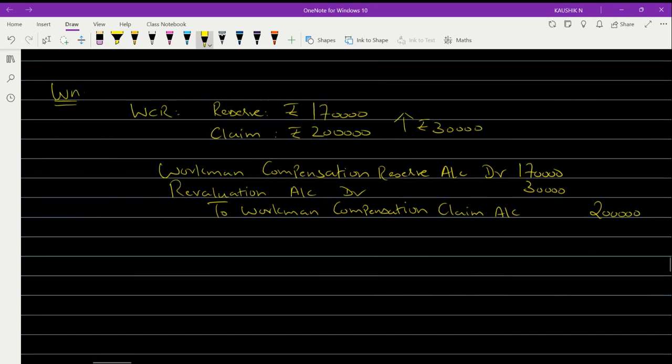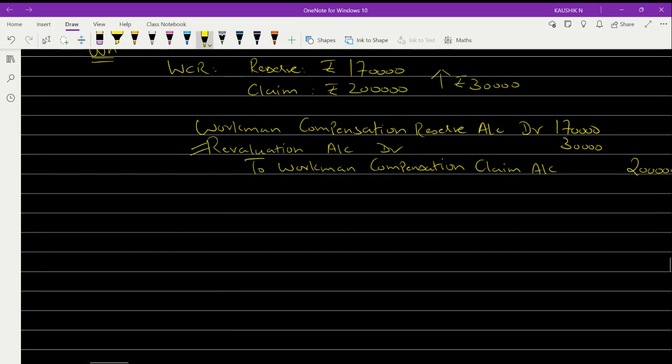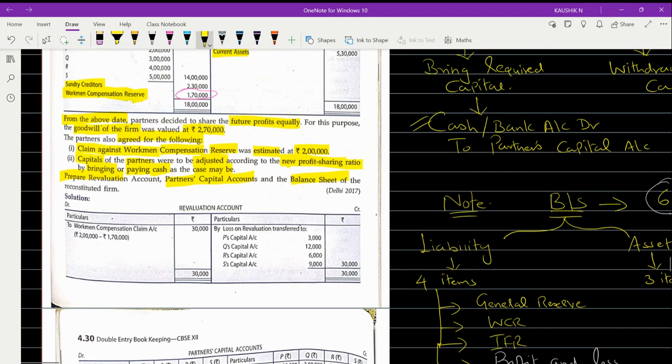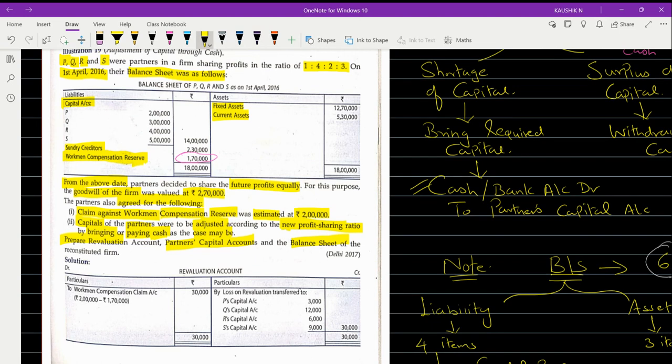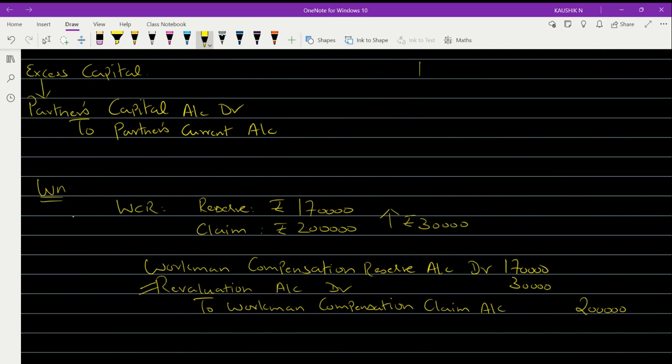Once you are done with this entry, the amount standing as a debit in the revaluation account should be credited to the partners' capital or current accounts. Here there are four partners, P, Q, R, and S, right? And the ratio is 1:4:2:3 in the old profit sharing ratio, in which it should be distributed. If I add all this, it comes to 10: 1 by 10, 4 by 10, 2 by 10, and 3 by 10.